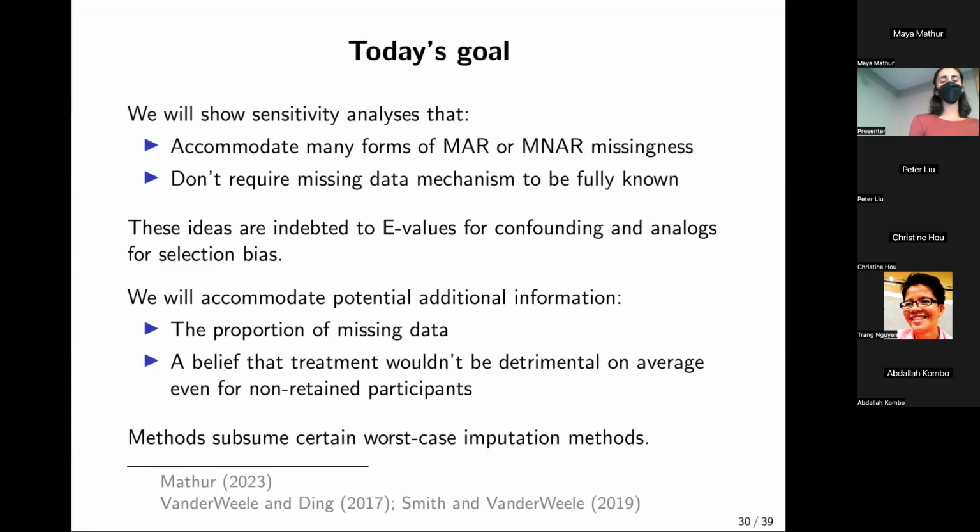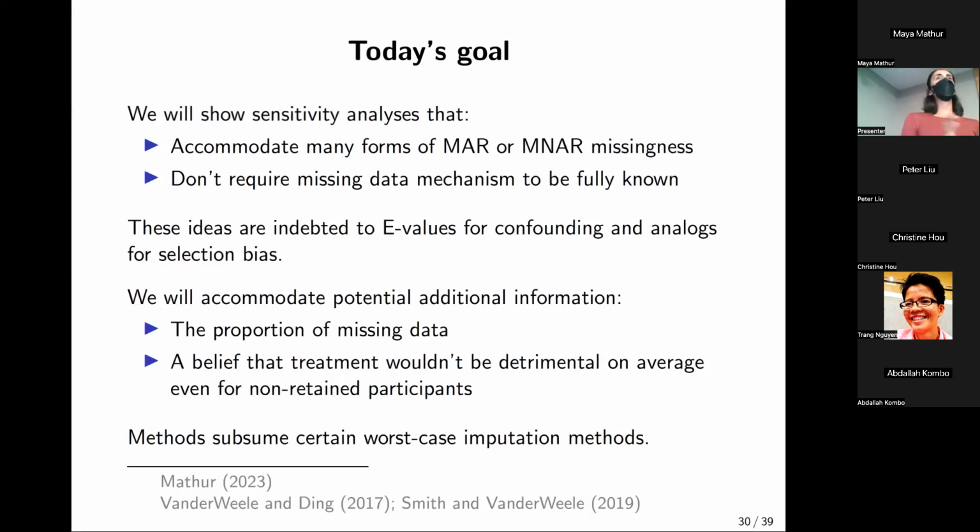These ideas are heavily indebted to both the e-value approach for confounding and analogs for selection bias that I mentioned earlier. And the goal here is, pretty simply, to accommodate some potential additional information that seems plausible in the context of missing data. In particular, the proportion of missing data that we have, and then potentially also in some contexts, we might believe that the treatment is not going to be detrimental on average, even for participants who are not retained, by which I mean not in the selected analysis.